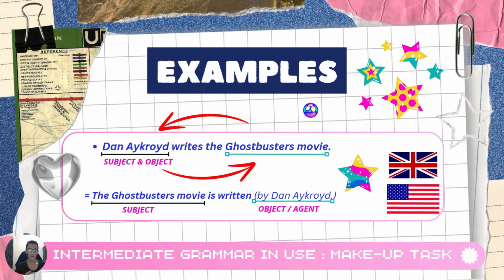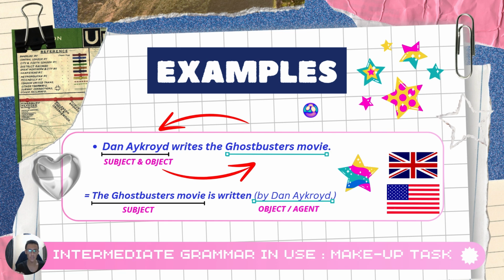All right, now here I'll show you examples of the passive voice. I'm going to give two examples. Let's get to the first one. Dan Aykroyd writes the Ghostbusters movie. Dan Aykroyd is the subject, along with the object, and the Ghostbusters movie is just a complement. Therefore, it is not a passive voice. It's more of an active voice.